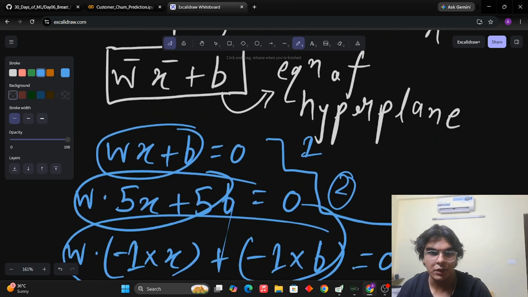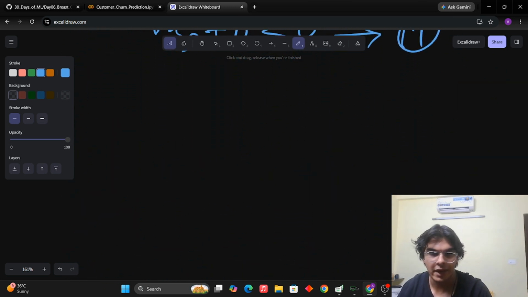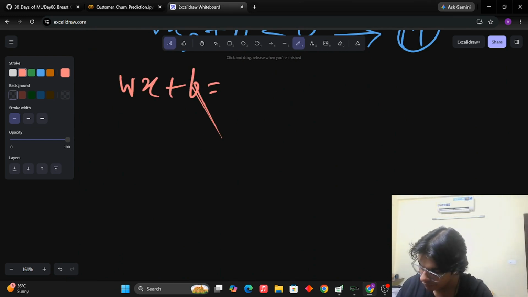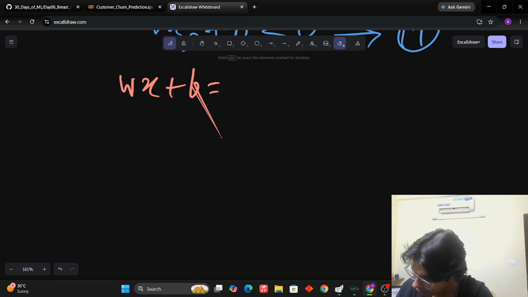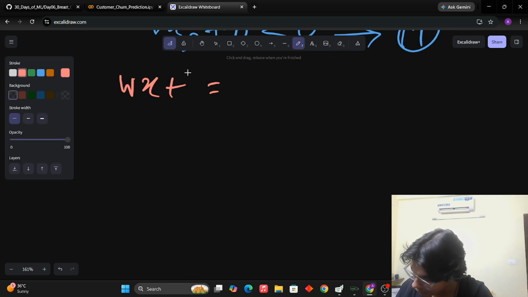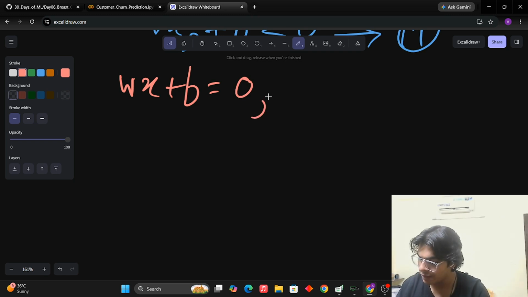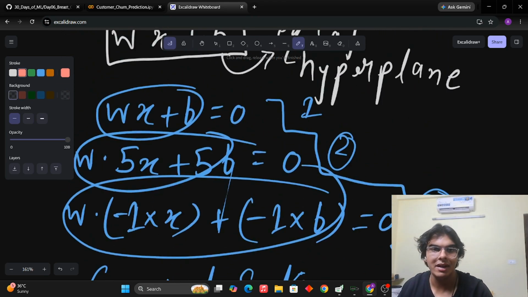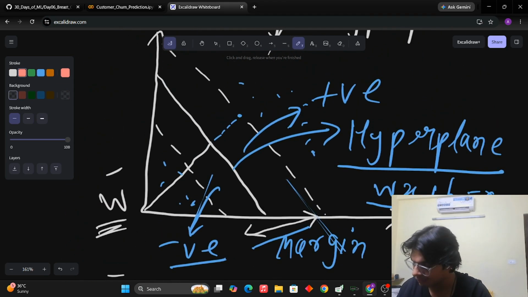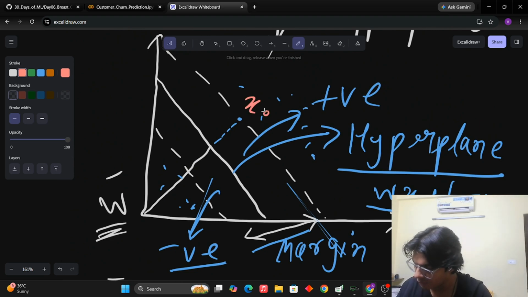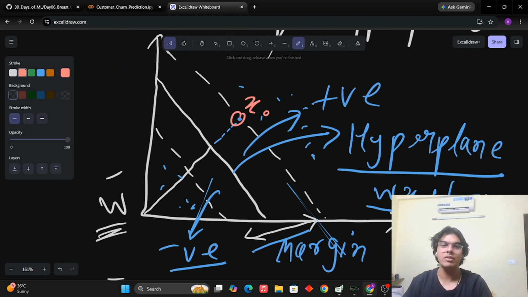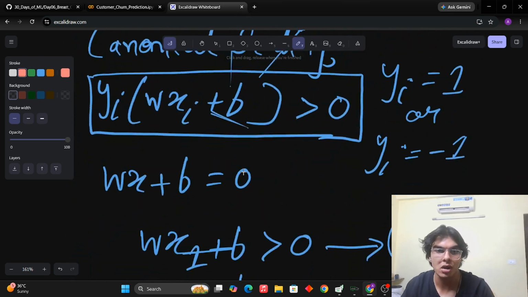So again, what is the equation of the hyperplane? Let me write it down. This is the equation of the hyperplane that we just calculated. Okay, the original equation. And let's imagine some point x naught. Now x naught can be anywhere. Let's say x naught is somewhere here. Let this point be x naught. I'm just assuming it for the sake of calculation.